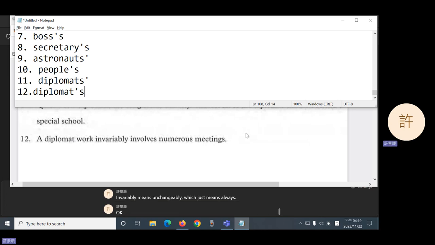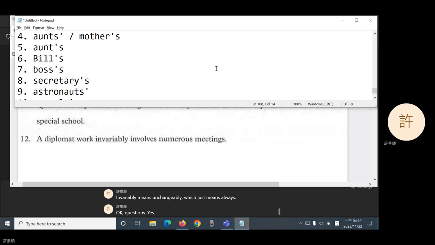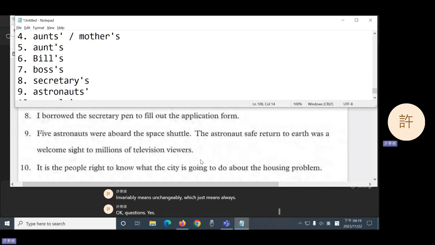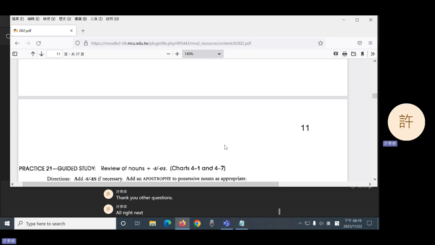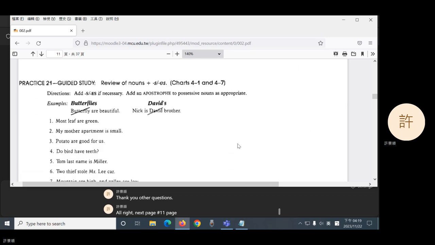Okay, questions? Yes. Number four, I have four aunts and all of my aunts' homes. So this entire section is plural. Okay, thank you. Other questions? All right, next page, number 11, page 11.